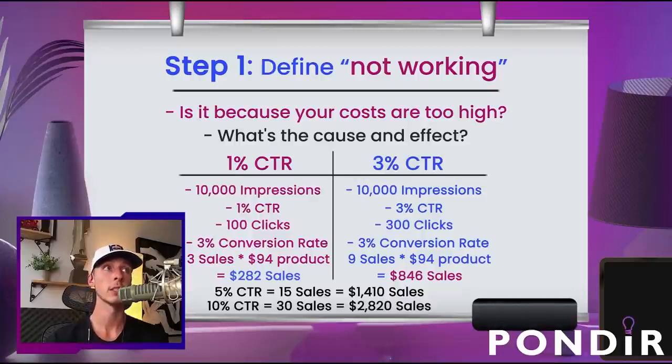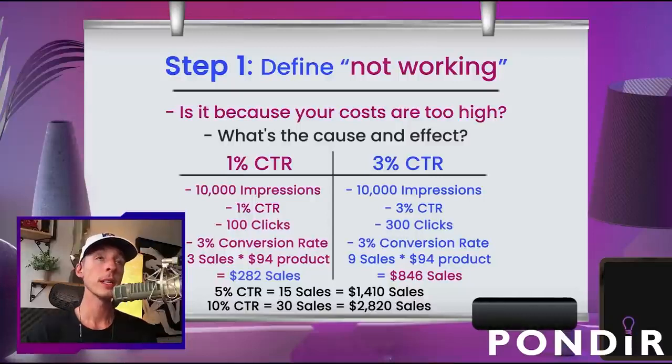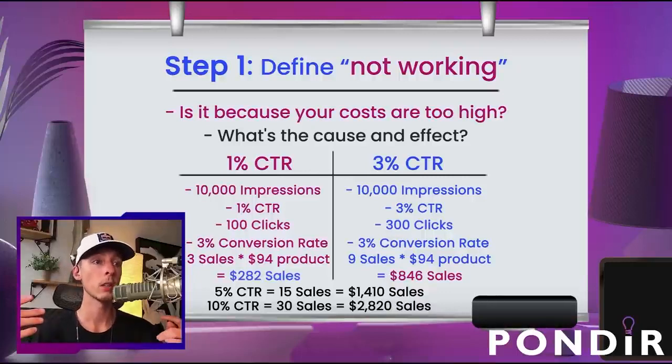$2,820 in sales versus a 1% link click-through rate with $282 in sales. So you can see just by improving your link click-through rate, you get a huge improvement in all of the following associated costs. So work backwards and look at the first key piece that I want you to ask yourself: is your ads not working because your costs are too high?